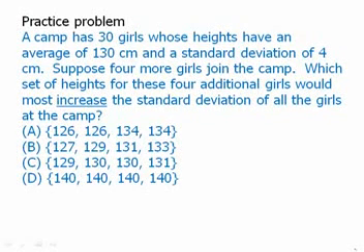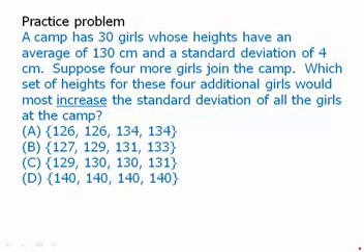Here's a practice problem. Pause the video and then we'll talk about this. Okay, so let's talk about this problem. The camp has 30 girls whose heights have an average of 130 centimeters and a standard deviation of 4 centimeters. Suppose 4 more girls join the camp, so there'll be 34 altogether. Which set of heights for these 4 additional girls would most increase the standard deviation of all the girls at the camp?